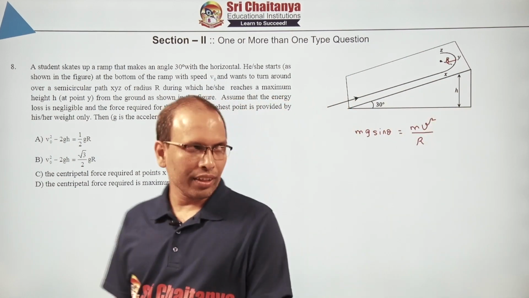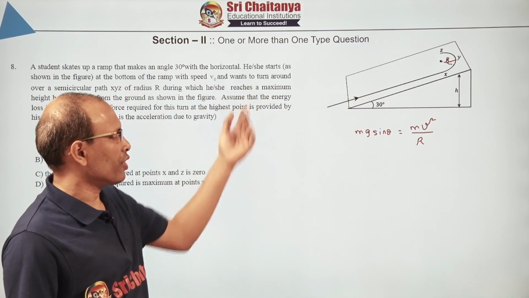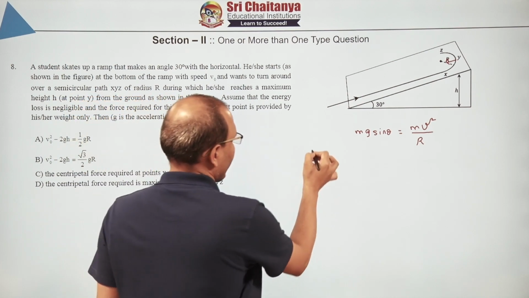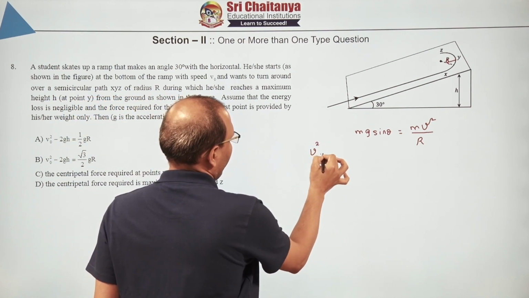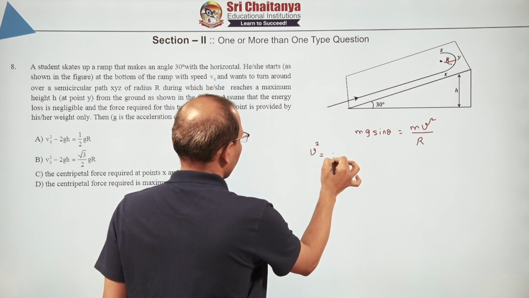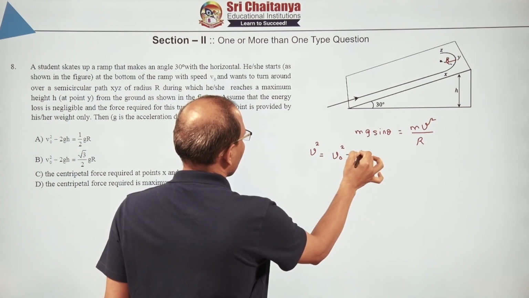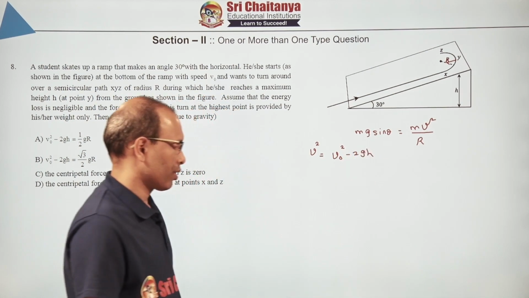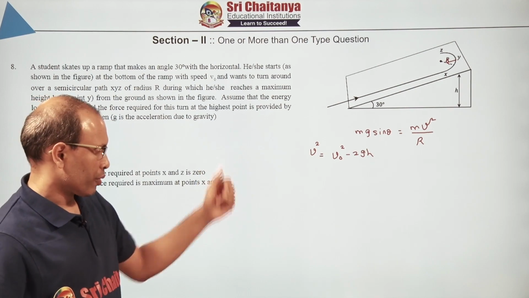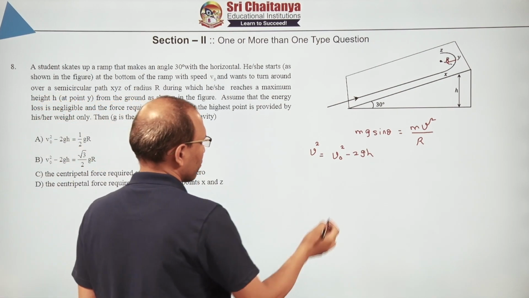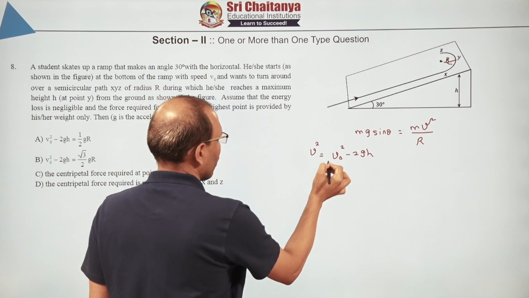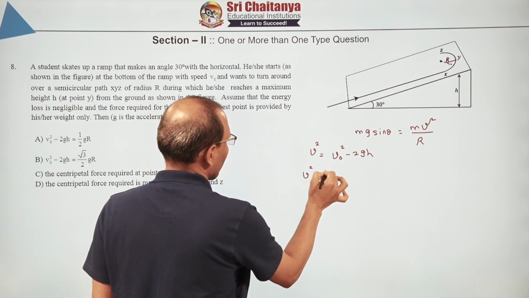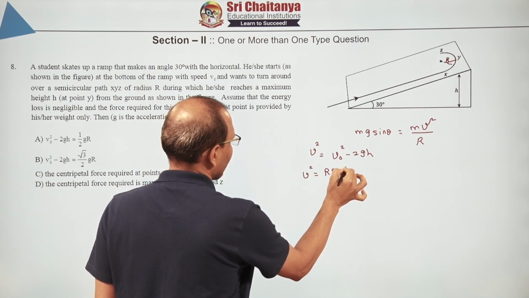So we want to find the velocity at that point by applying conservation of energy. What can you write v square as? V square as v naught square minus 2gh. Now substitute in this, m gets cancelled. So we can write v square is equal to rg sine theta.